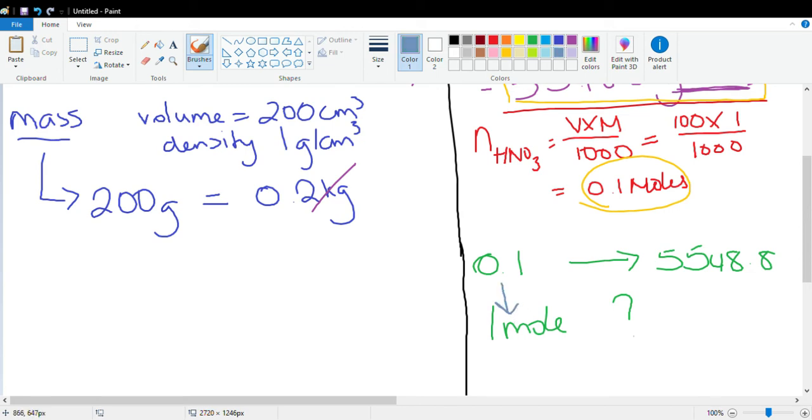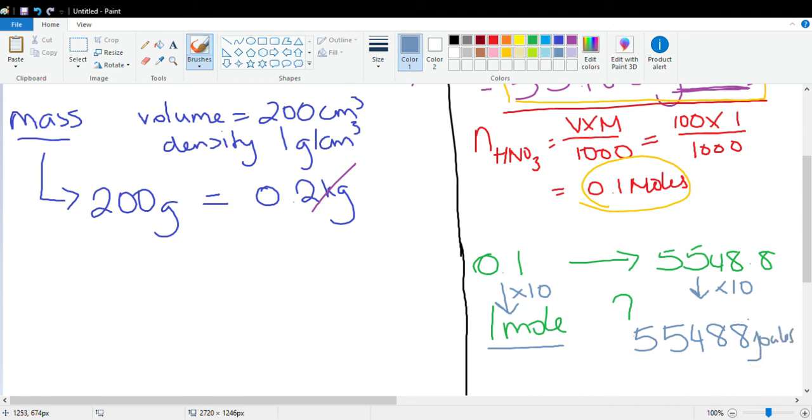0.1 mole to 1 mole. What do you have to do? You have to multiply by 10. So that means I have to multiply this value by 10 to find how much energy or how much heat is produced by 1 mole. And of course the answer to that is 55,488 joules.